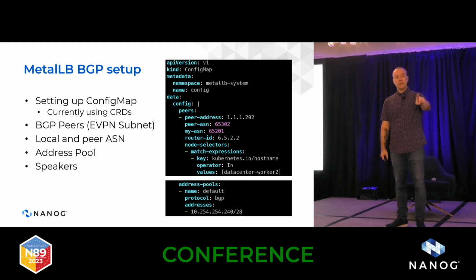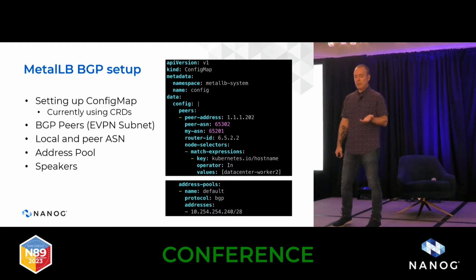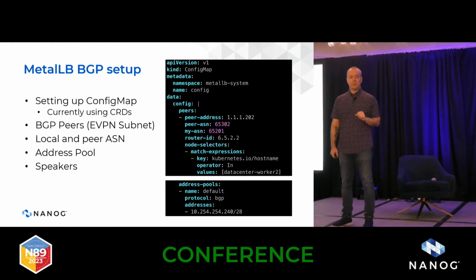This is an example of the config map for MetalLB, where you define who is going to be my BGP neighbor, my peer ASN, and my local ASN, and what nodes are actually going to be used for that BGP relationship.